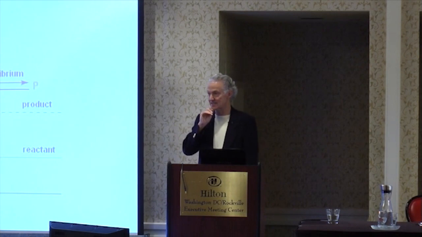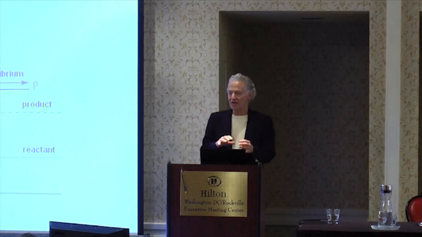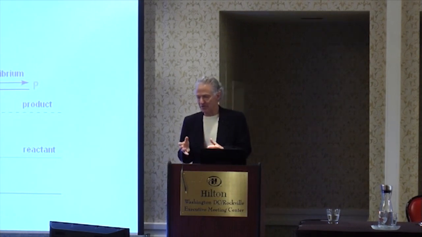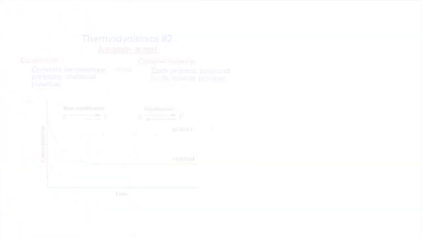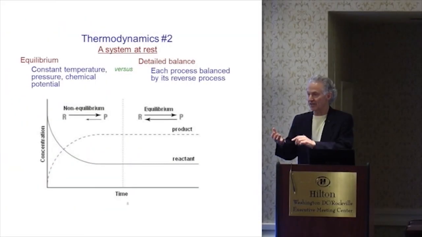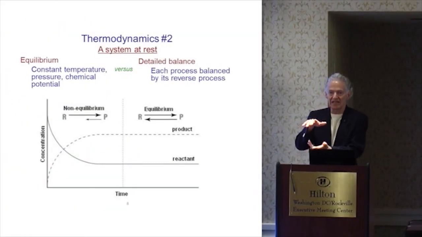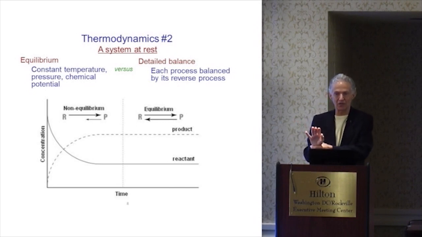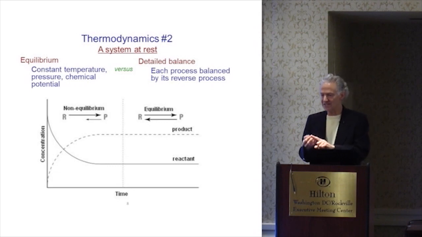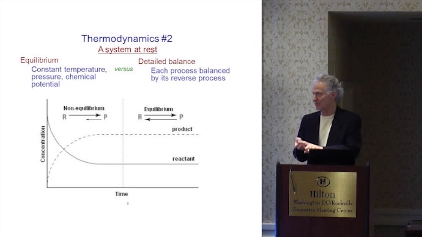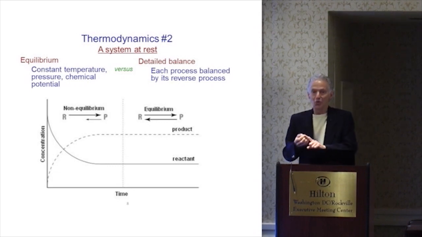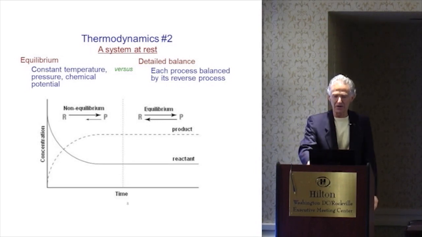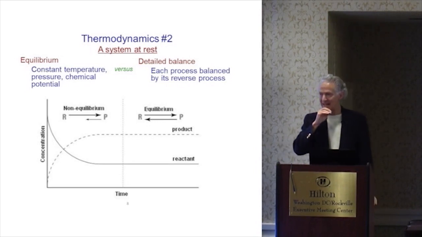A second thermodynamics concept. Let's take a look at a system at rest. So we know that if we have, for example, a reactant and a product, that eventually they equalize, they stabilize. And so at that point, you can say the system is at equilibrium. What's constant? The temperature, the pressure, the chemical equilibrium. We can also look at this from a different point of view, and that is an active process.